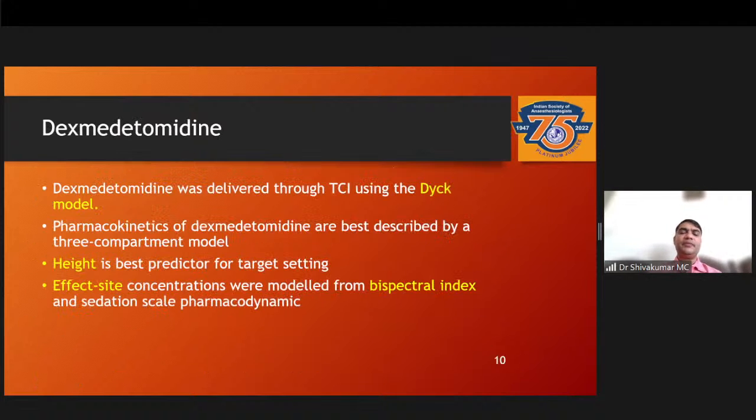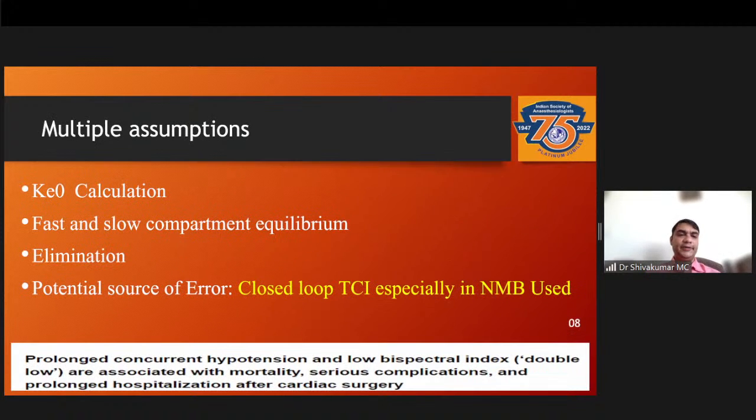Dexmedetomidine is a more upcoming and promising drug, which is commonly used for sedation in NORA settings or bronchoscopy. Dexmedetomidine was delivered through TCI by a DAC model. Most of the newly coming pumps have DAC models. The pharmacokinetics of dexmedetomidine are best described by the 3-compartment model, as I described previously. Height is the best predictor of a target setting. Effect-site concentrations were modeled from the bispectral index, both for sedation and anesthesia. But there is controversy whether the bispectral index can be used to determine the effect of dexmedetomidine. That is yet to be validated.